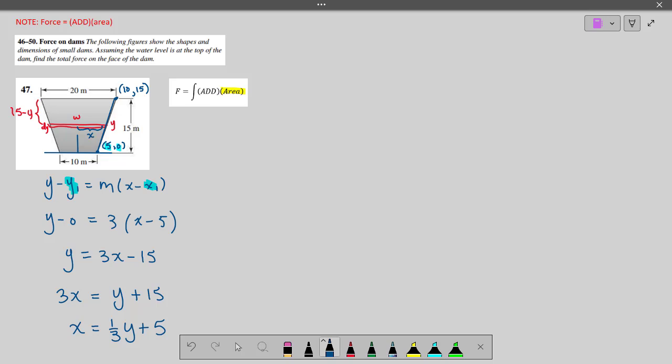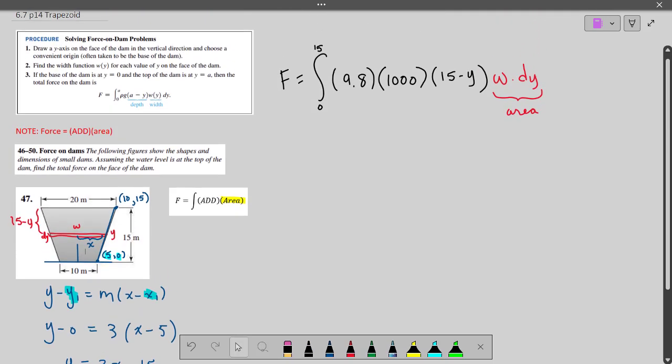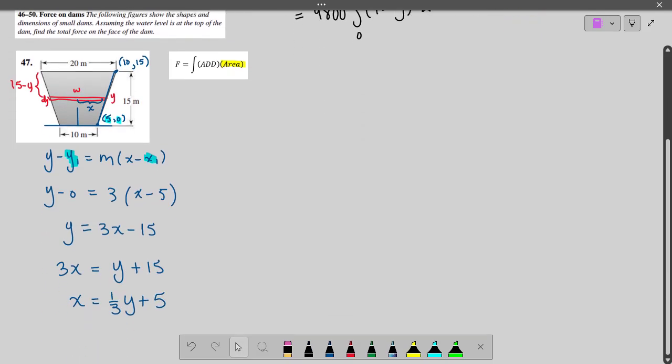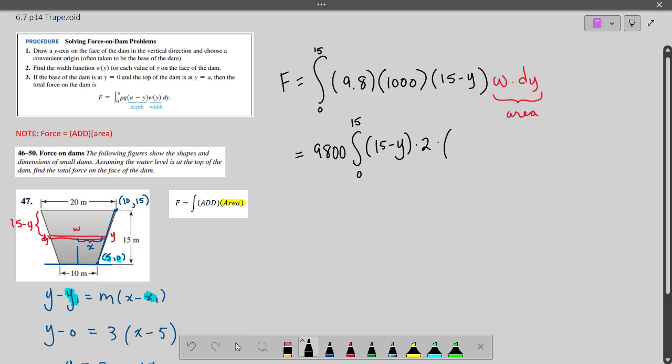So how do we get to W? Multiply by 2. That's half of W. So we're going to come up here. Let's just pull the 9800 out in front. That always seems to be part of these problems. We have a 15 minus y. And then we have to double the x. So W is 2 times 1/3 y plus 5, multiplied by dy. So there is our setup.